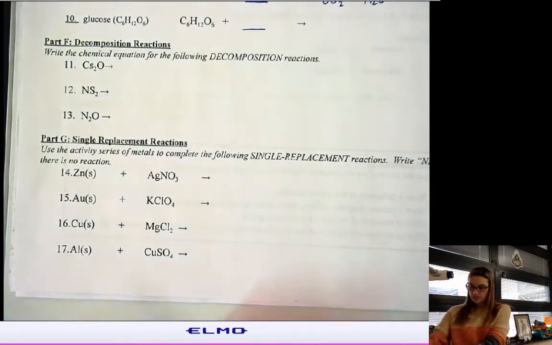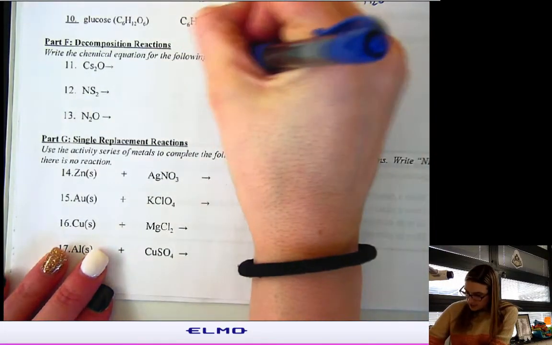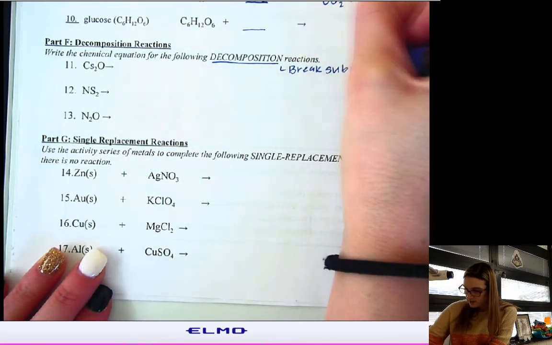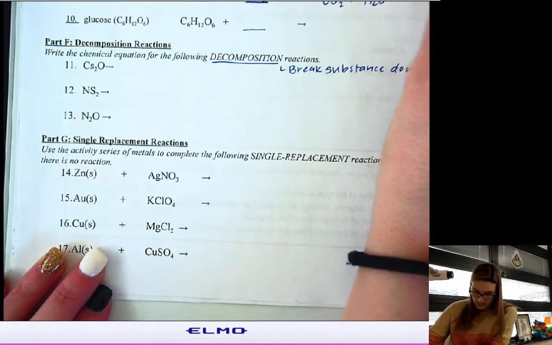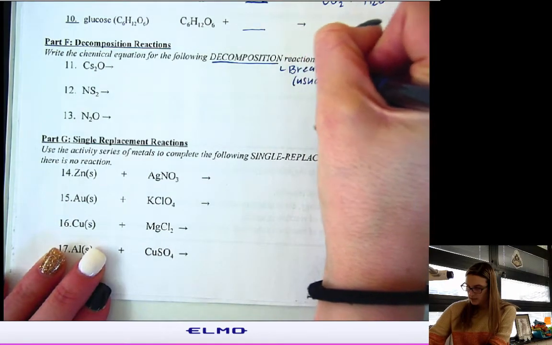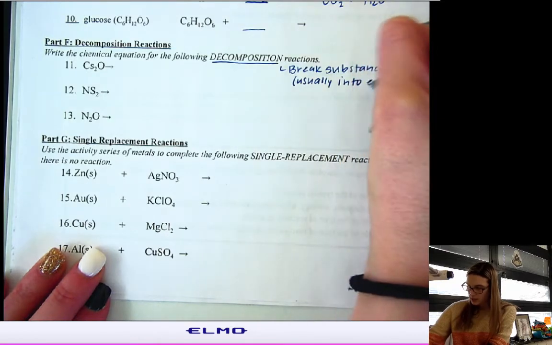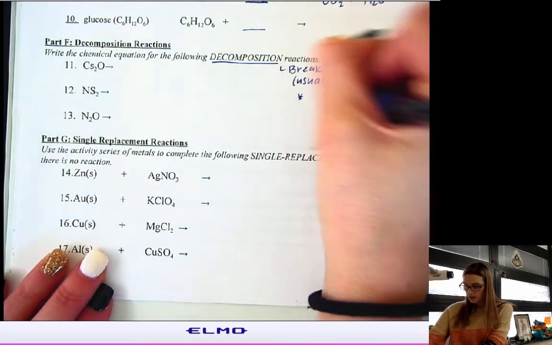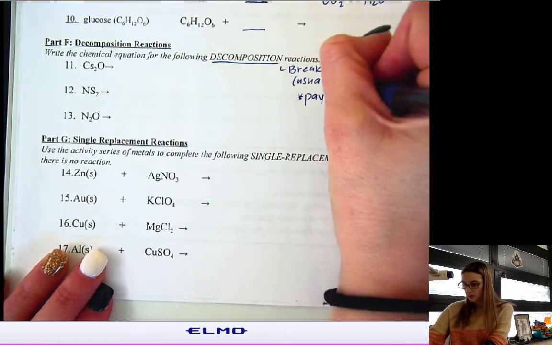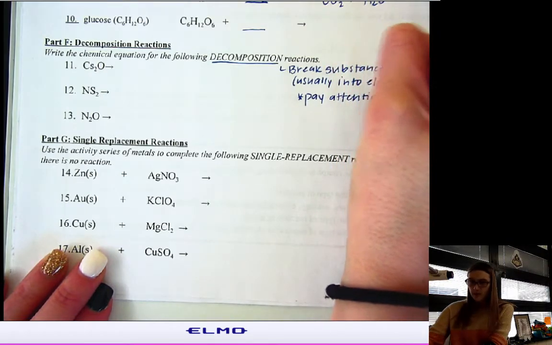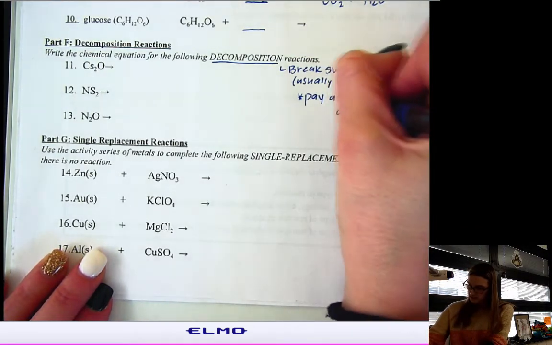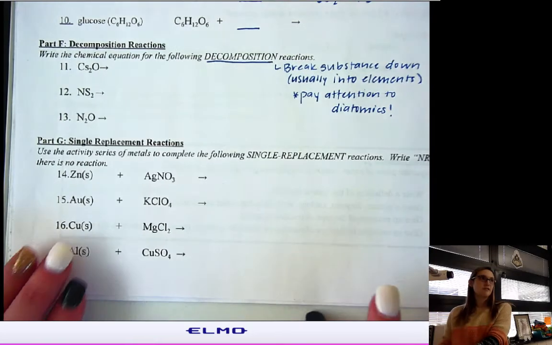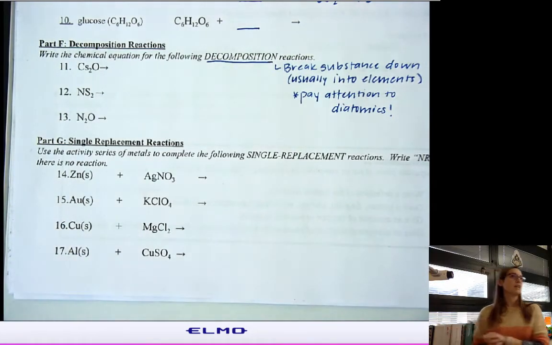Part F, we're writing for decomposition. So remember, for decomposition, we're breaking the substance down. So break substance down, usually into its elements. The only other thing I'll put for the decomposition is to pay attention to diatomic molecules. Right, pay attention to diatomics. Remember your 7 diatomic molecules. Brown H. Cliff. Brown H. Cliff are your 7 diatomics.